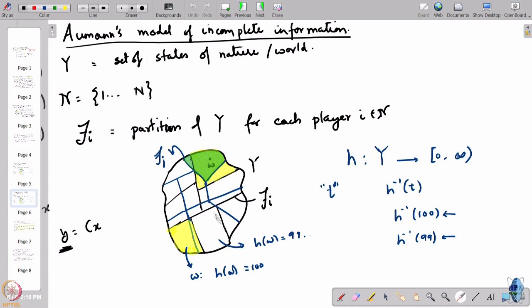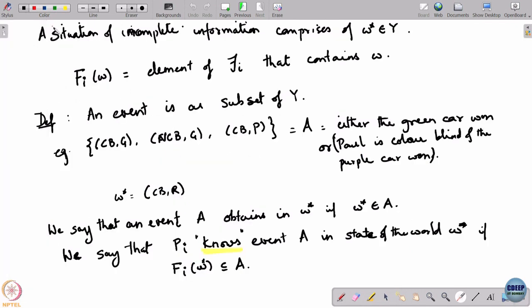So you have these various partitions and every omega belongs to one element of each partition. In particular, when this is your true state of the world omega, for the black partition, omega belongs to this yellow region here, and for the blue partition, it belongs to this green region here. A player knows that one of the states in that element has occurred, but not which one. If that entire element is a subset of A, then we say that player knows A. So he knows that certainly one of these has occurred, and therefore he knows that at least one of the elements in A has occurred, and so he knows A. Remember, Pi_i of omega is the element of the partition that contains omega. So remember this definition as well.